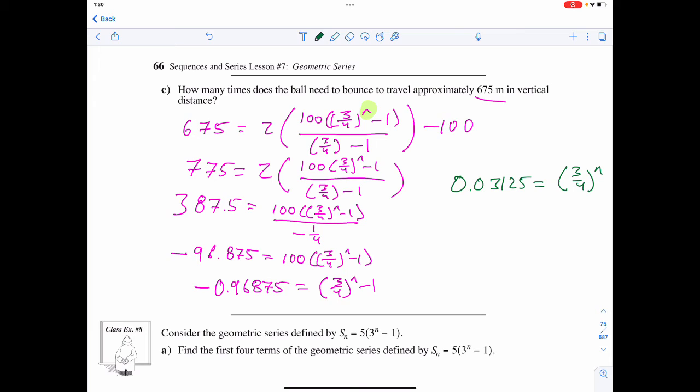At this point, I can guess and check, but it's not really going to work. So I'm likely going to graph this out on my calculator. y1 is equal to 0.03125. y2 is equal to 3 over 4 to the power of x, and x is going to be approximately 11 bounces.